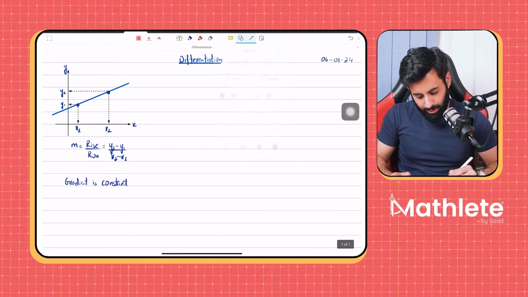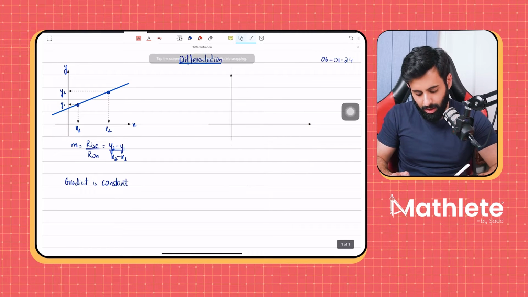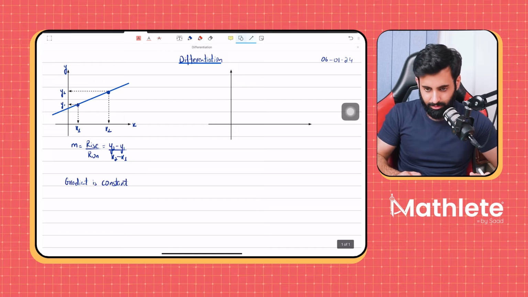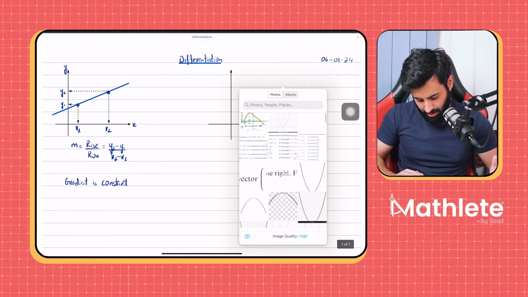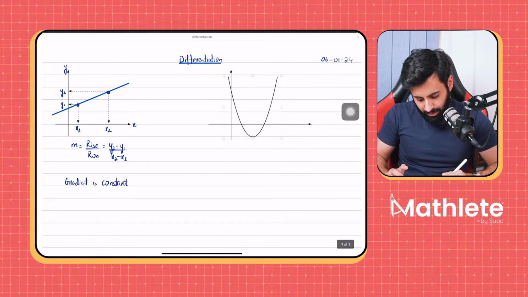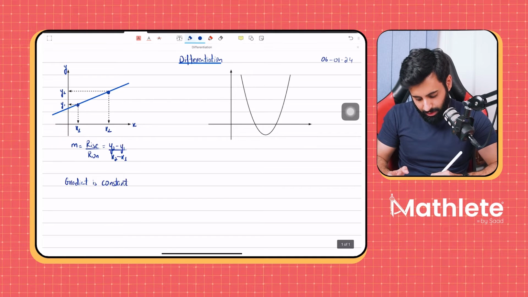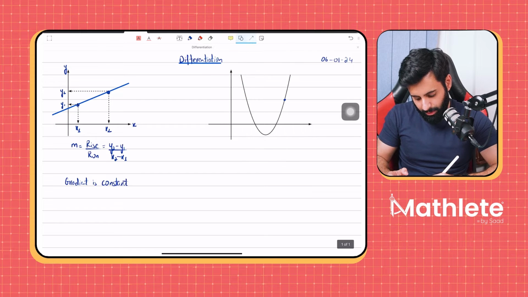Suppose we are still in O levels or IGCSE and we haven't done differentiation yet, and we are given a curve. Okay, any curve for that matter. Let's say a quadratic curve. Okay, here it is. We are asked to find out the gradient of this curve at any random point. Let's take this point. What do you do now?